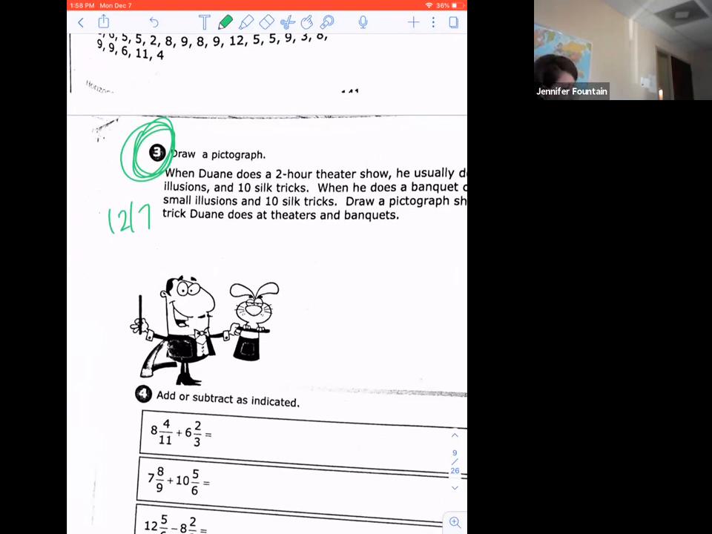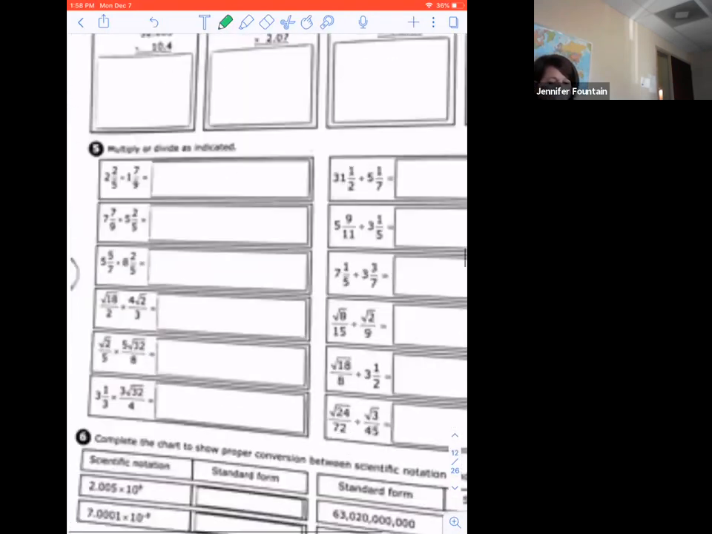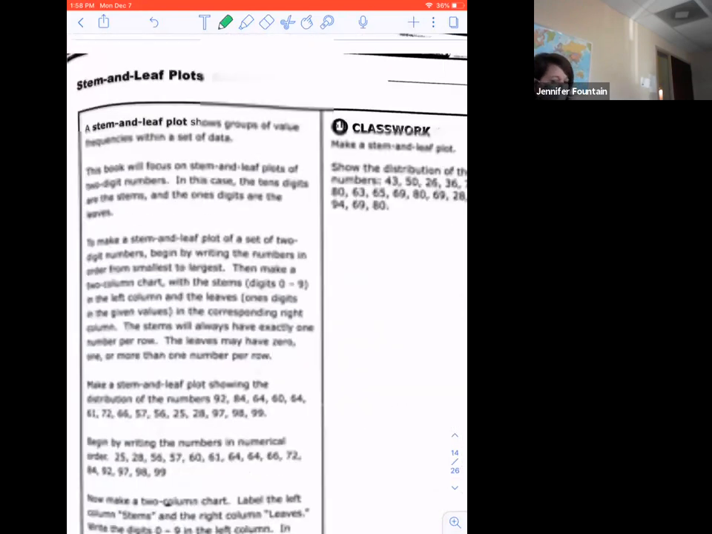We're going to skip over a couple more pages. I'm going to save mode and range for when we get back after Christmas. We're going to start with mean, median, mode, and range. So now we're going to go ahead and look at stem and leaf plots on page 147. So go ahead and jump over to page 147, stem and leaf plots.